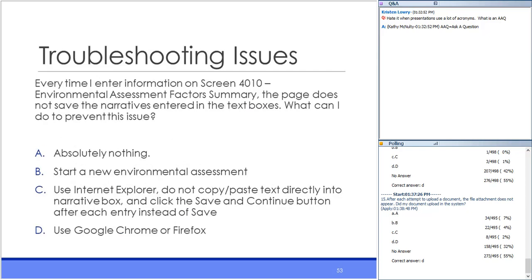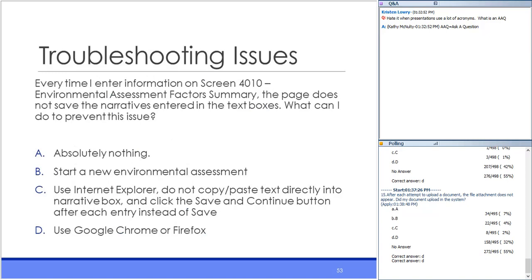Okay, next question. Poll. Every time I enter information on screen 4010, the environmental assessment factor summary, the page does not save the narratives entered in the text boxes. What can I do to prevent this? A, absolutely nothing. B, start a new environmental assessment. C, use Internet Explorer, do not copy paste directly into the text box, and click the Save and Continue button. Or D, use Google Chrome or Firefox.